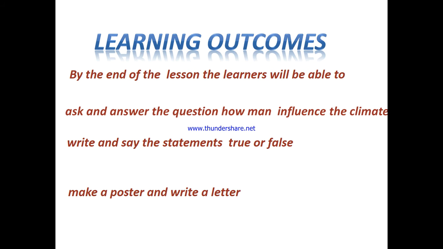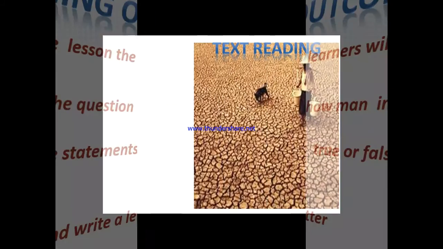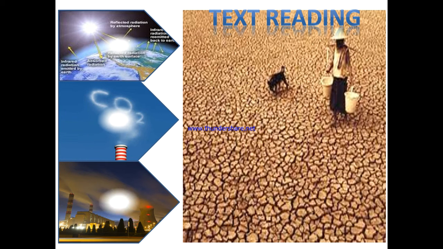Learning outcomes of the lesson: by the end of the lesson the learners will be able to ask and answer the questions: how has man influenced the climate? Write and say the statements true or false. Make a poster and write a letter. Text reading.